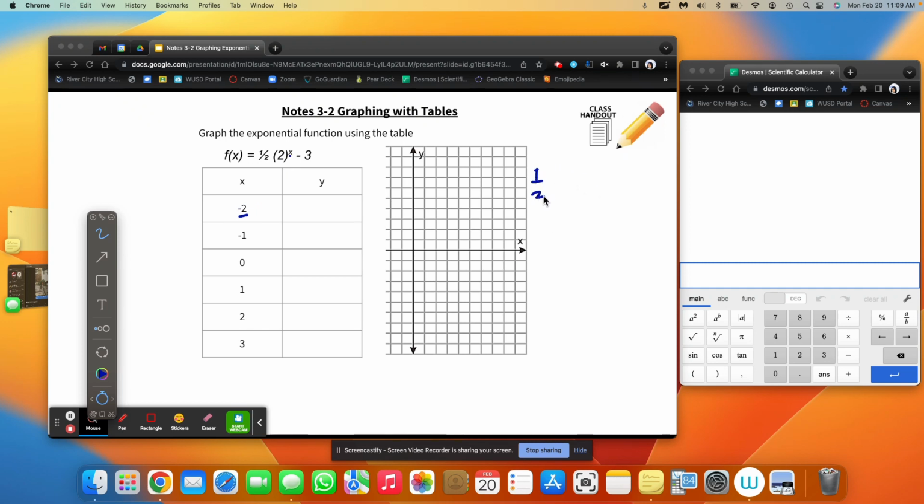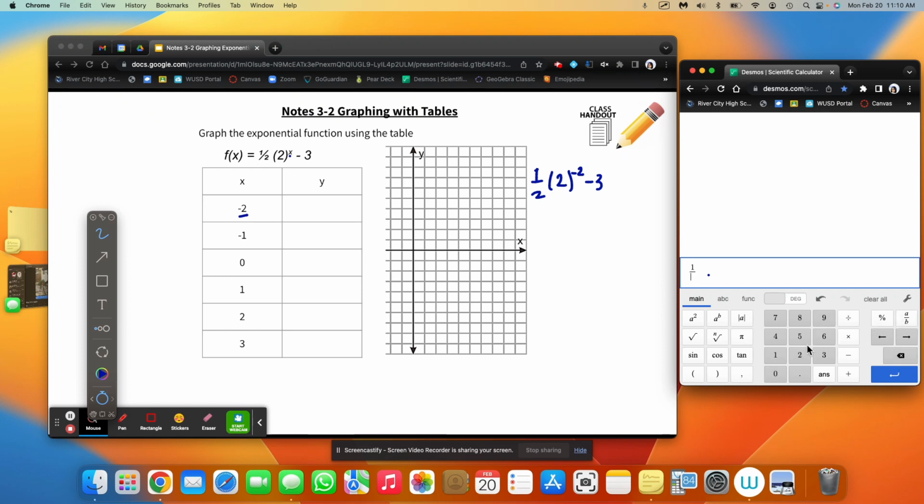So it's going to be 1/2 times 2 to the negative 2 minus 3. I don't expect you to do this in your head, but I do expect that you are able to do this in a calculator. So it's going to be 1/2 parentheses 2. To get to an exponent, you press this button, and then it's negative 2, and then minus 3. So for that first value, it's going to be negative 2.875.